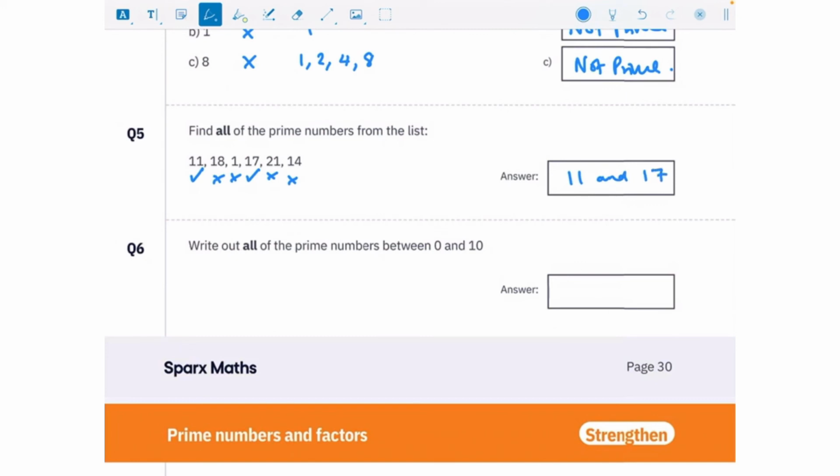Write out all of the prime numbers between 0 and 10. 1 we've said is not a prime number because it is in the 1 times table, but that's it. It only has one factor. 2 is prime, 3 is prime, 5 is prime, 7 is prime, and some people think that 9 is prime, but if we think because it's in the 3 times table, it's not. So 2, 3, 5 and 7.